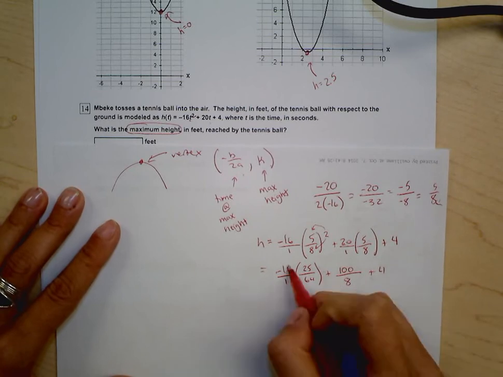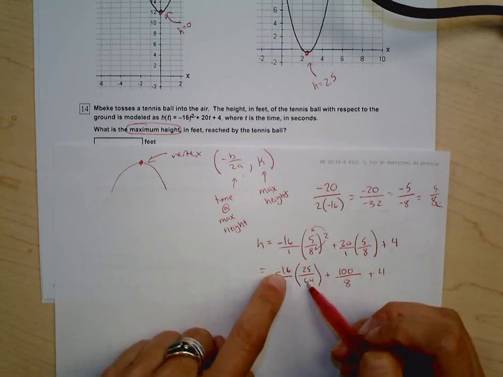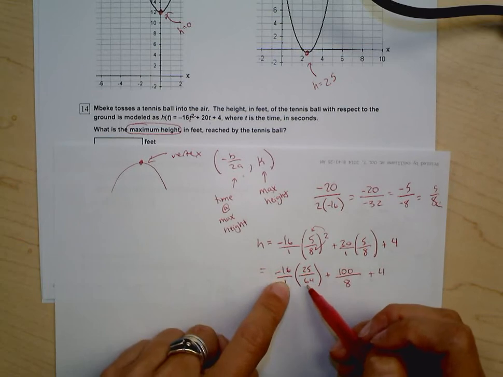And here I'm going to multiply this across. If I want, I can simplify these two first. It'll make it a little bit easier.